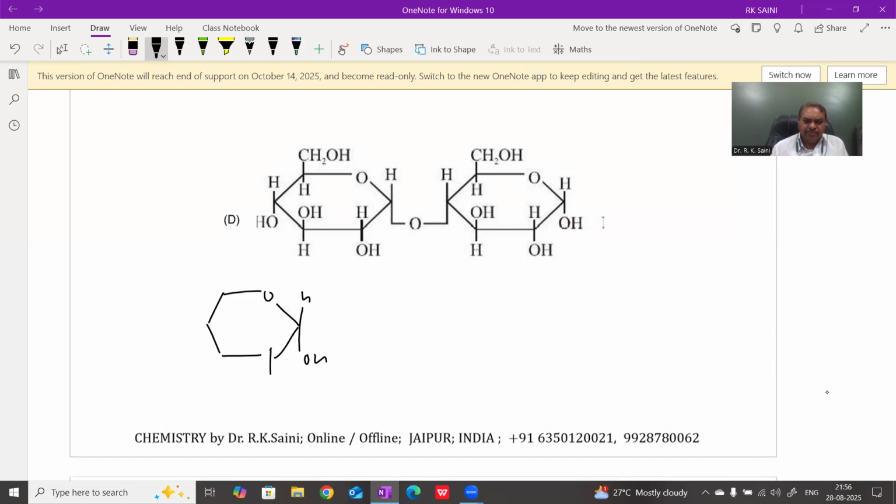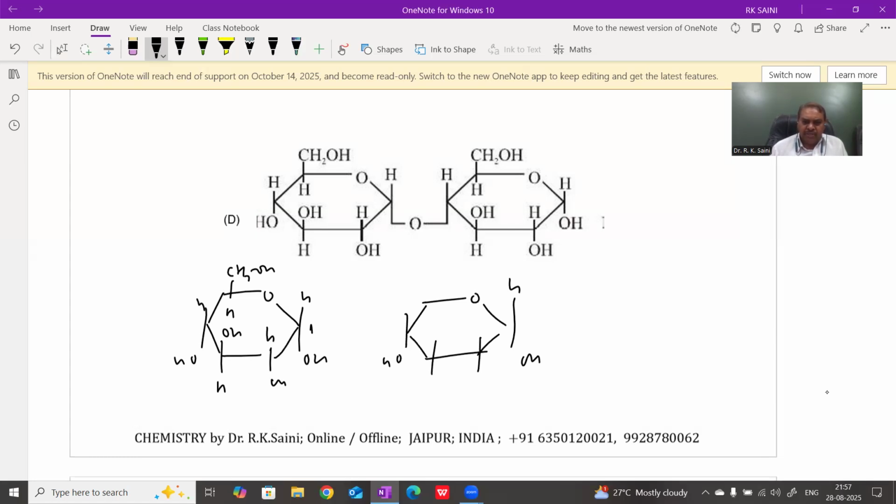OH, H, OH, H, carbon third, H, OH, carbon 4, OH, H, and at carbon 5, H and CH2OH. This carbon is first, and another molecule of glucose, alpha D glucose, has the same arrangement, OH and H. And the glycosidic linkage is found between the first carbon of one molecule and the fourth carbon of another molecule.